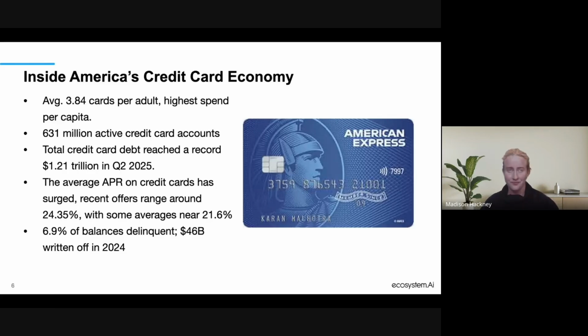Moving beyond just this view that a credit card is amazing and you don't have to pay for anything because it's someone else's money.